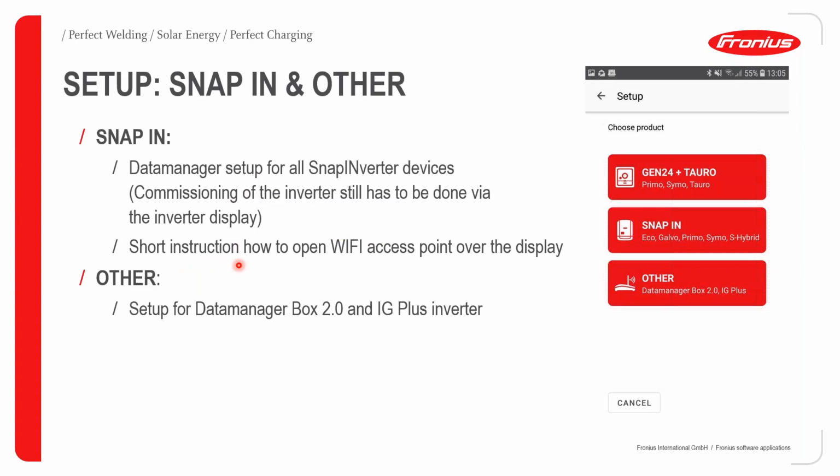So this short information is also available on how to activate the Wi-Fi access point through the display. And I believe most of us are already familiar with this procedure. As mentioned, this section for commissioning can also be used to connect to the data manager box and the IG+.